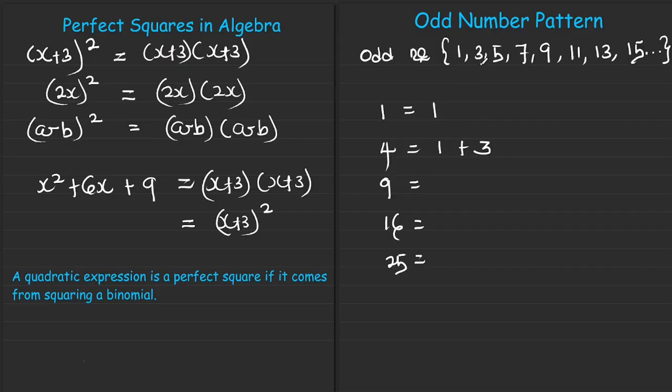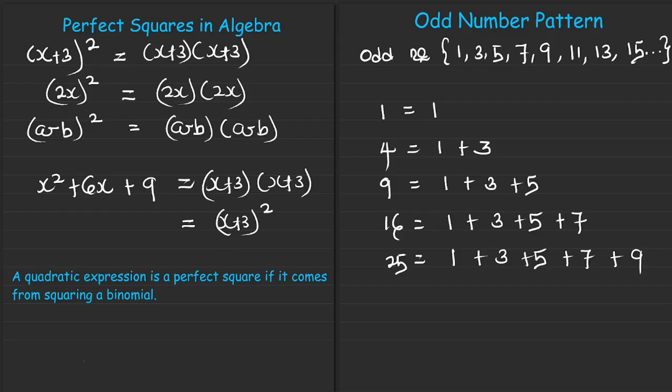Let's add the first 3 odd numbers and see. That is 1 plus 3 plus 5. That gives us a 9. And if you continue to add 7, you are going to get a 16. So 1 plus 3 plus 5 plus 7. If you add the 9 as well, you are going to get a 25. So 1 plus 3 plus 5 plus 7 plus 9. Do you see what is going on?